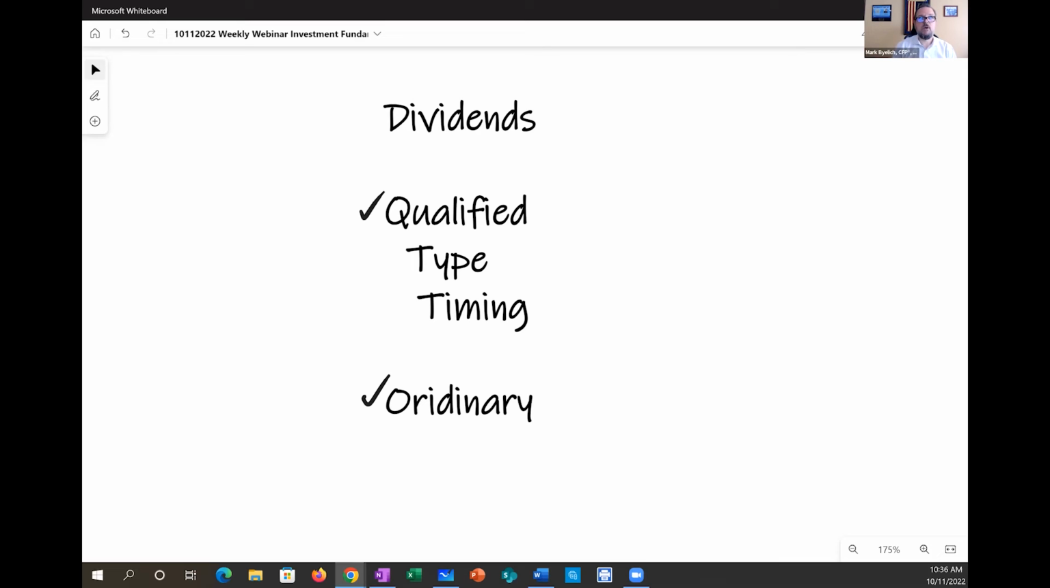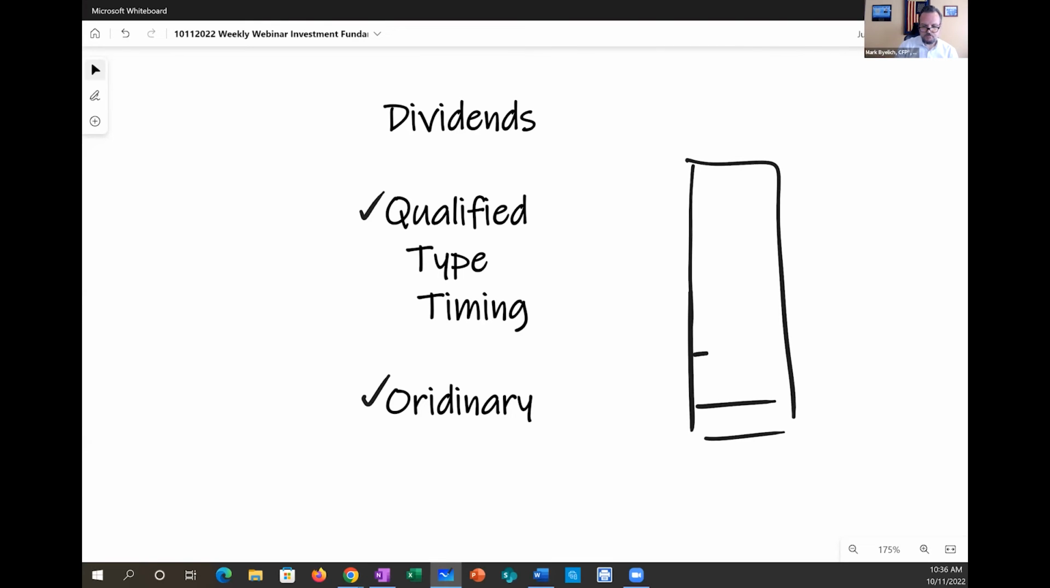So what happens if you don't qualify for those preferred rates, right? The 0, 15, 20 plus the surtax. What happens is those dividends flow right into your marginal tax brackets. Remember our graduated cylinder, and you've got those 10, 12, 22, 24, 32, 35, and 37. These are your marginal tax rates.